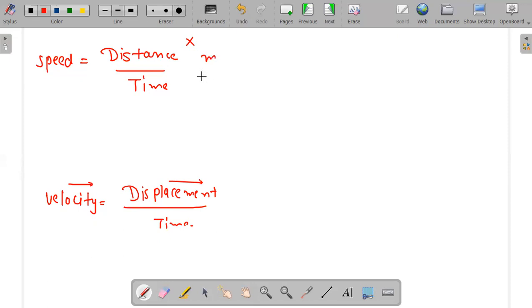Distance is measured in meter and time is measured in second. Same time, displacement is measured in meter and time is measured in second. So everything is same other than direction. So the formula of speed is distance upon time, and the formula of velocity is displacement upon time. Other than that, everything is same.